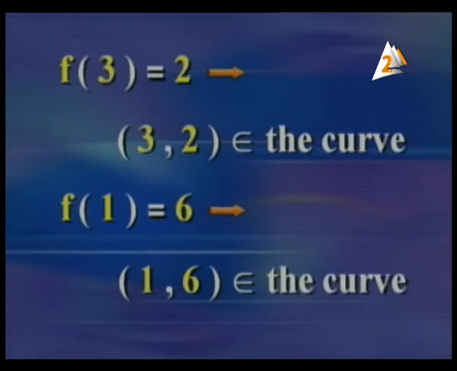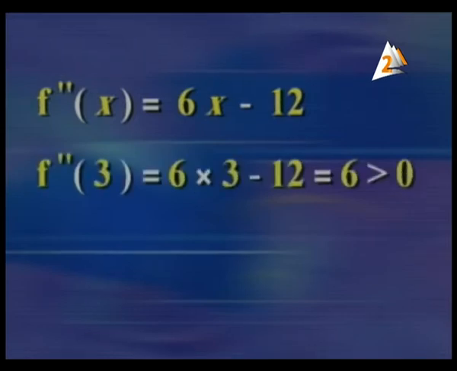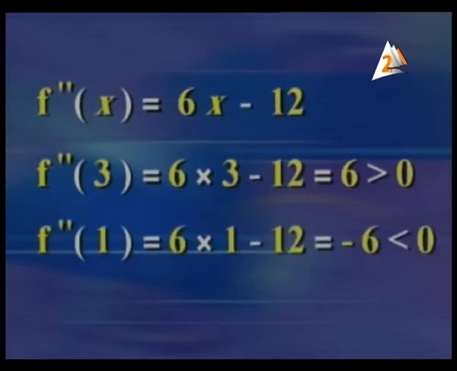We have 2 points. The first point is (3, 2), the second point (1, 6). Look at f double dash x. We differentiate again: 6x minus 12. What is the value of f double dash at x equals 3? By substitution of x equals 3, f double dash 3 equals 6. What does it mean that 6 is more than 0? What does it mean that f double dash 3 is more than 0? In this case, is it a maximum or minimum?